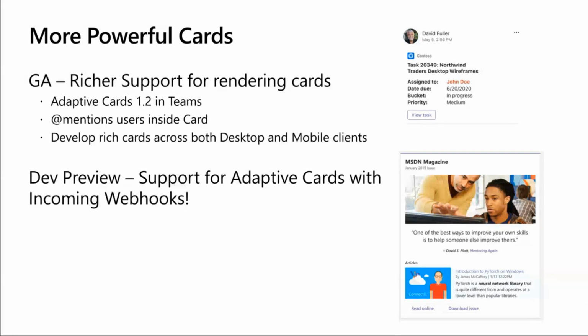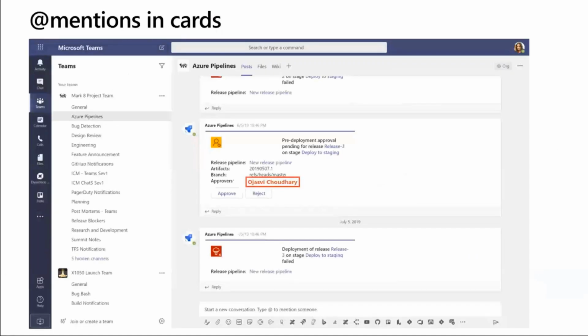In dev preview right now, we have support for adaptive cards with incoming webhooks. So you can actually try this right now. If you would like to set up an incoming webhook within Microsoft Teams, you can actually post adaptive cards to that incoming webhook today. And I'll give you a little demo of this, but feel free to try it yourself too, because this works.